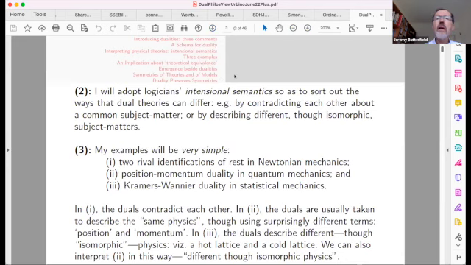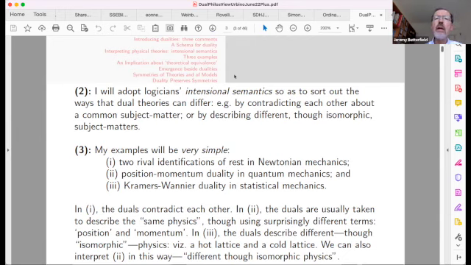Okay, in the second topic, I'm going to invoke what is called intentional semantics by logicians, so as to sort out different ways that 2 dual theories can be different. They can contradict each other about a common topic, or they can describe different but isomorphic subject matters.